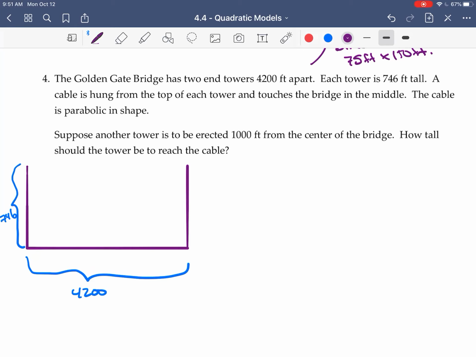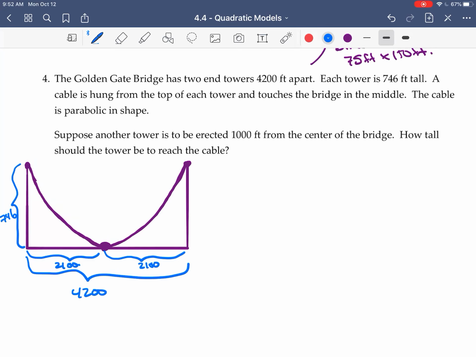Now, a cable is hung from the top of each tower and touches the bridge in the middle. Okay, and it's parabolic in shape. So then we have from the top of each, which are the same height, this parabola shape that touches the bottom and goes up. Okay, now because the parabola is symmetric about the middle, that means that the 2 towers should be equally distant from this middle point. So this should be half the distance, so 2,100, on both sides. Okay, so that's the idea.